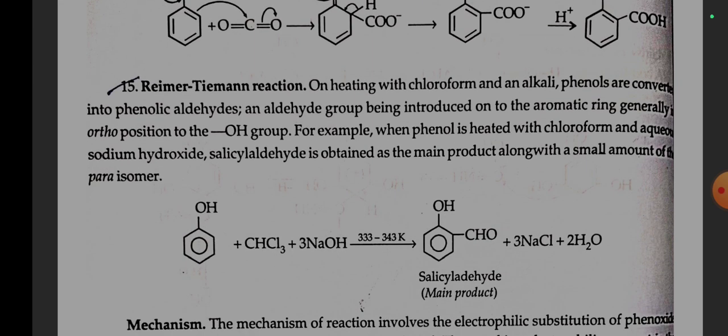15. Reimer-Tiemann reaction. On heating with chloroform and an alkali, phenols are converted into phenolic aldehydes, an aldehyde group being introduced onto the aromatic ring, generally in the ortho position to the OH group. For example, when phenol is heated with chloroform and aqueous sodium hydroxide, salicylic aldehyde is obtained as the main product along with a small amount of the para isomer.